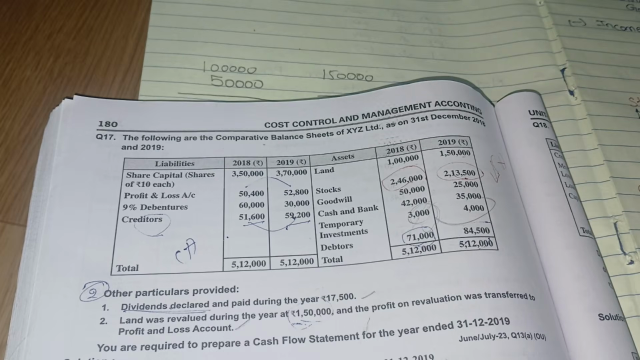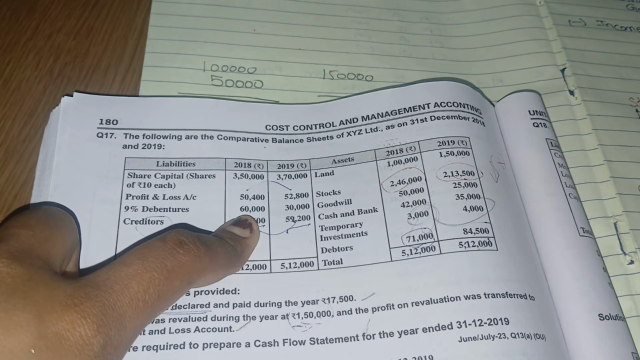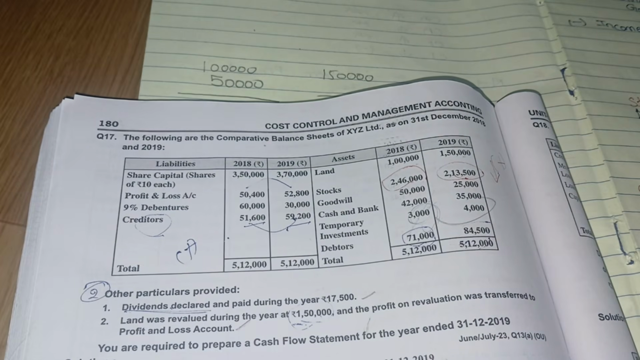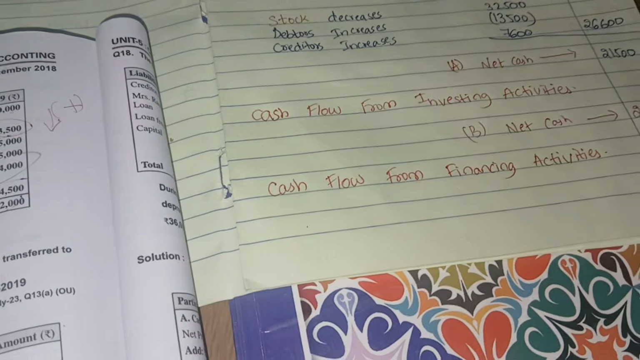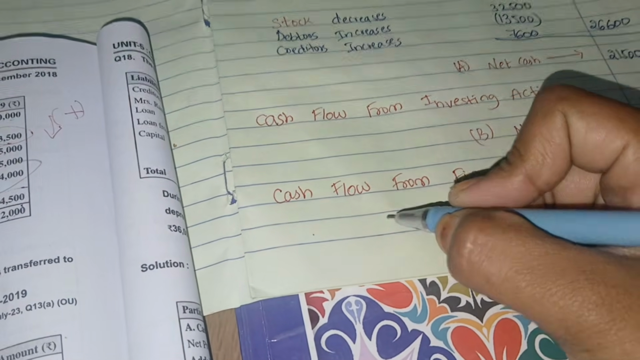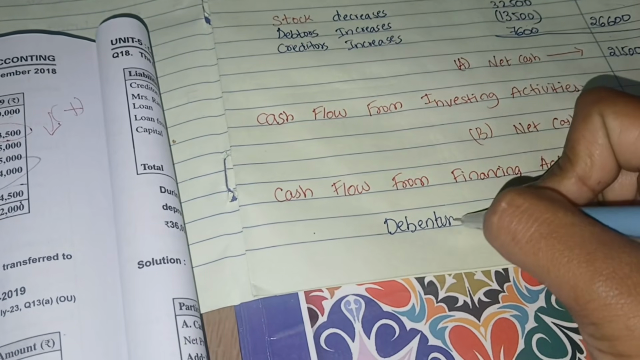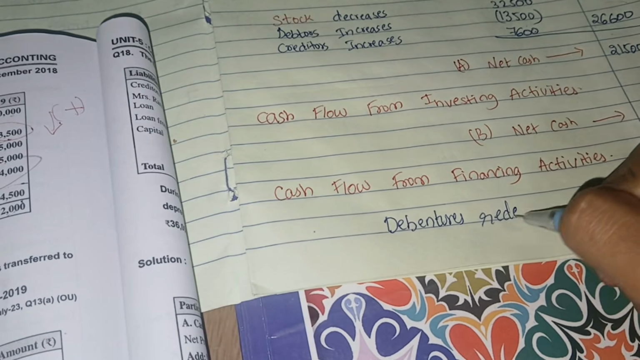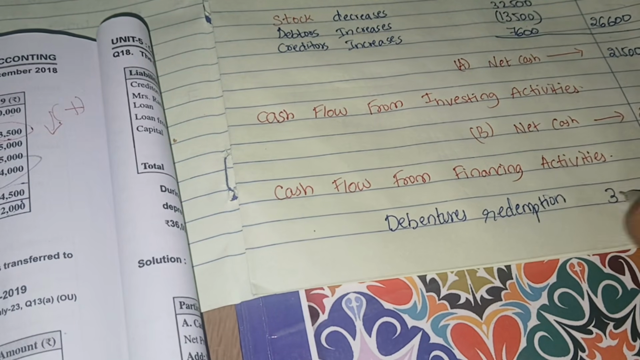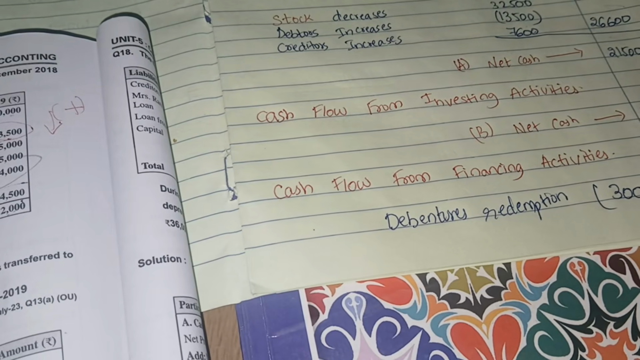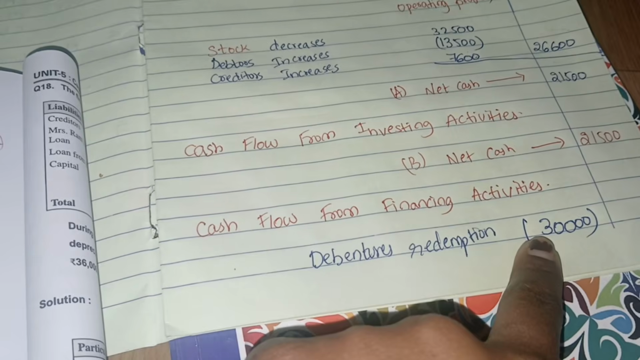So what are the things there? Creditors is over. 9% debentures is there. Previously it is 60,000, now it is 30,000. It is decreasing. Decreasing is nothing but redemption. So for debentures redemption, what we need to do? Plus or minus? Minus. How much is it decreasing? 30,000. So 30,000 we need to do minus. That's why I'm making it in a bracket.